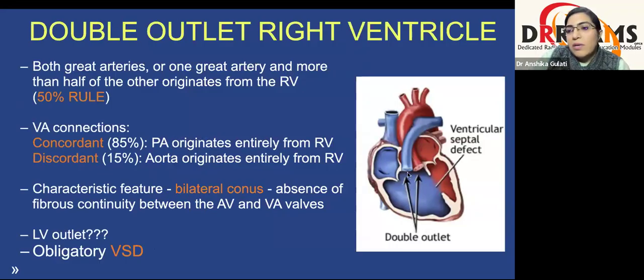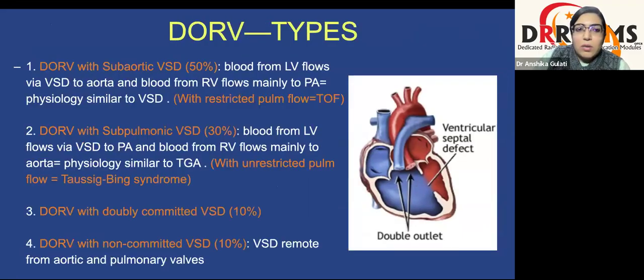So now, if both the great arteries are arising from the right ventricle, the left side also has to drain somewhere because it is getting blood from the pulmonary veins and LA. So there is an obligatory VSD in all these cases. And depending on the type of the VSD, the DORV can again be of 4 types, like we discussed the types of VSD.